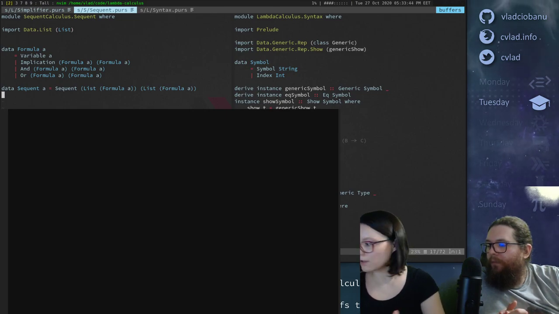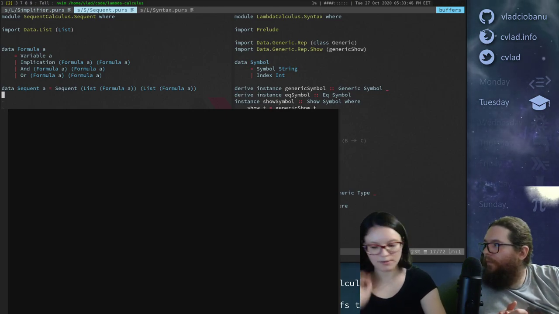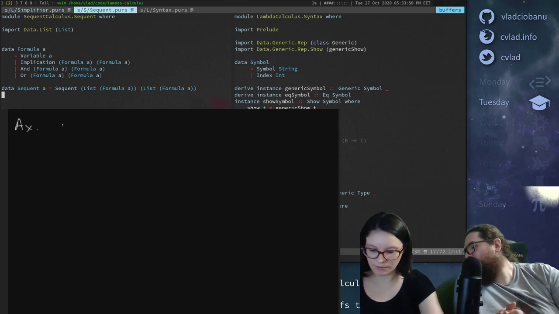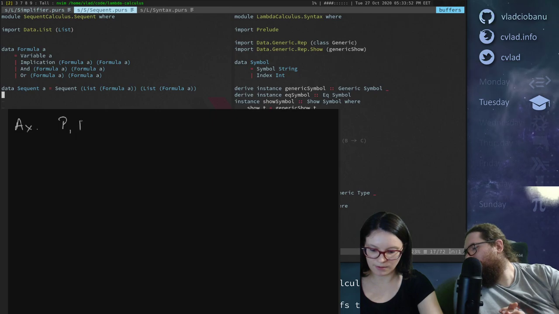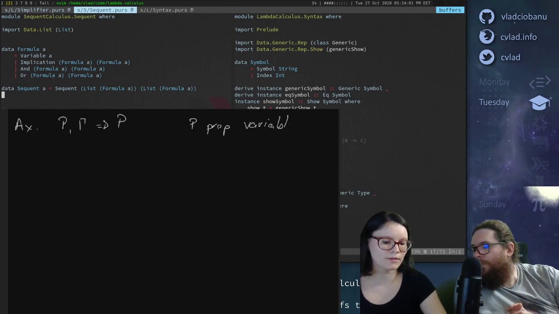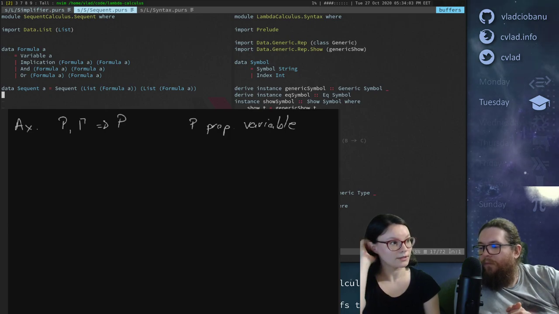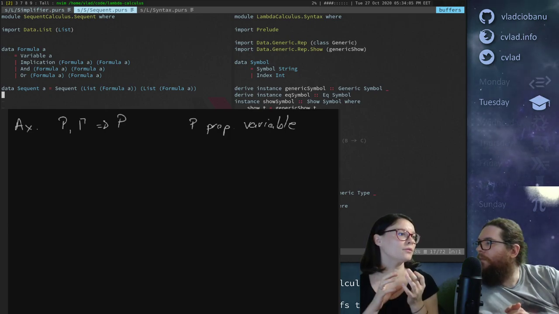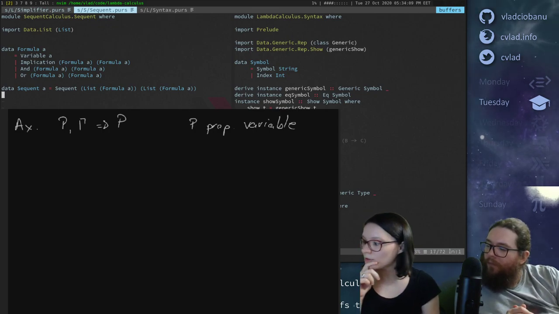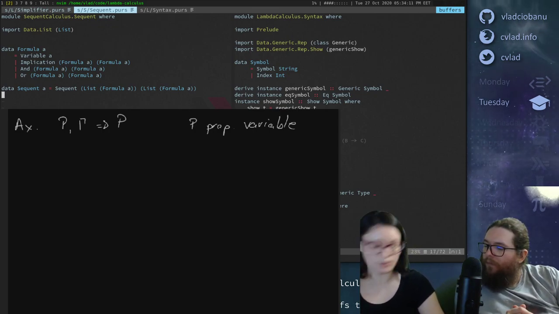So we will have axioms, as you said. They will be of this form: P, gamma implies P, where P is a propositional variable, so the smallest atom. This is what we want to have in the leaves of our proof.